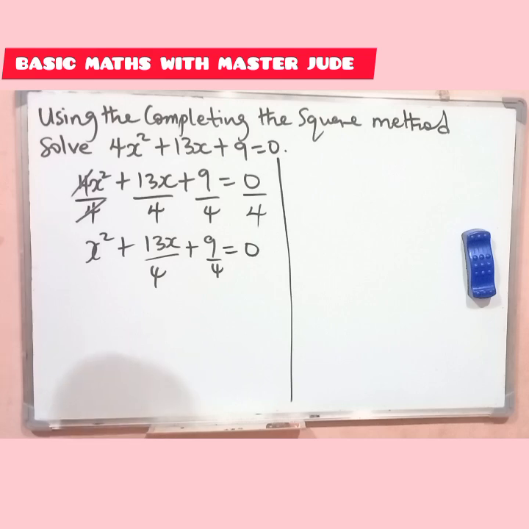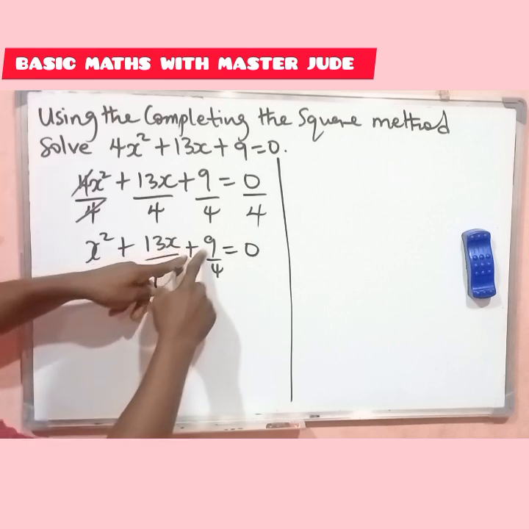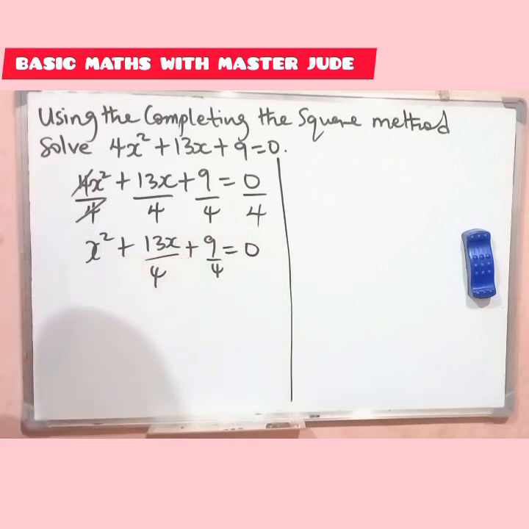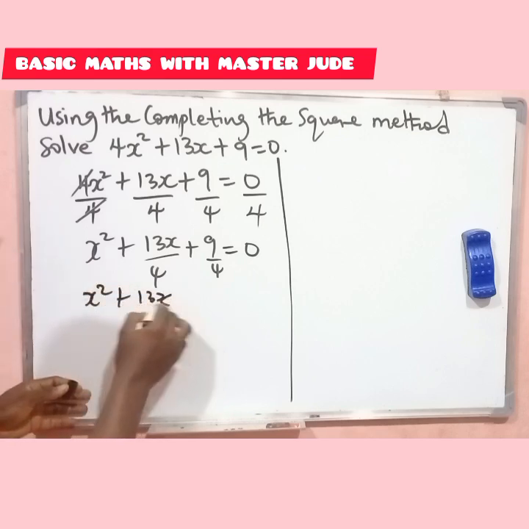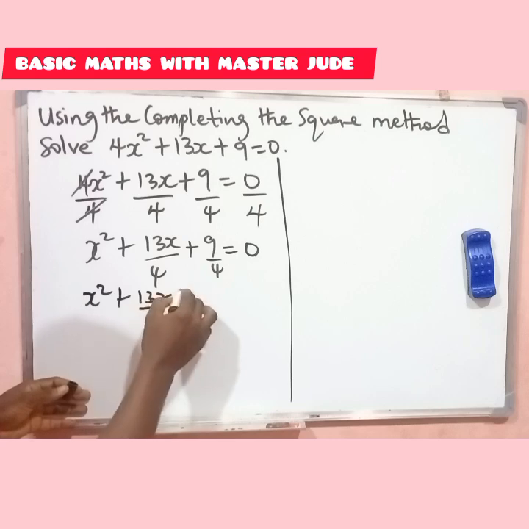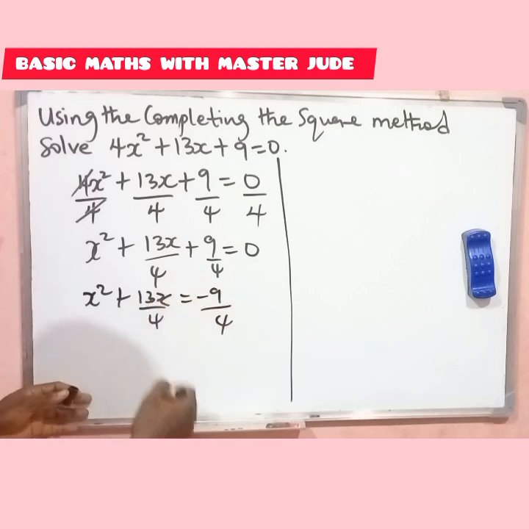Now the next thing you need to do is move plus 9 over 4 across the equality sign, and it will become minus 9 over 4. So we have x squared plus 13x over 4 is equal to minus 9 over 4. This will cross the equality sign to give us minus 9 over 4.